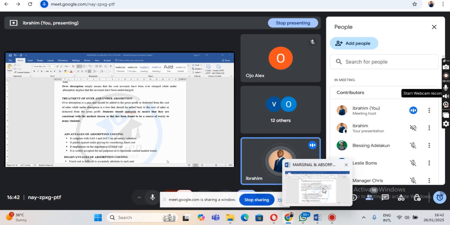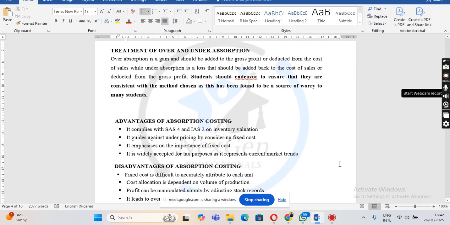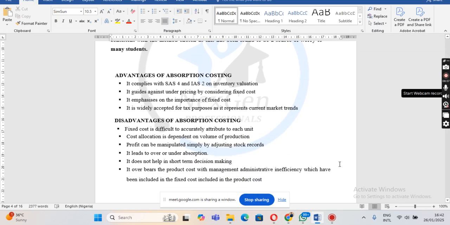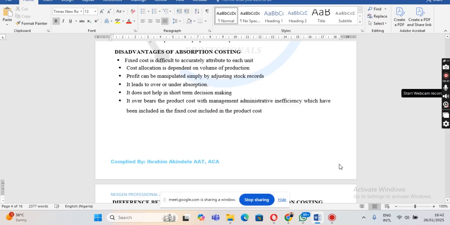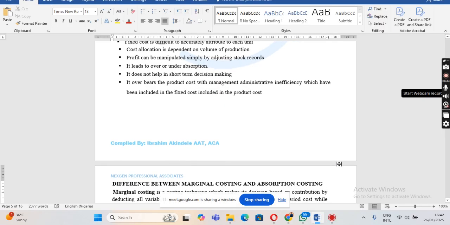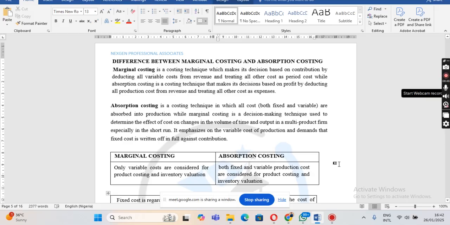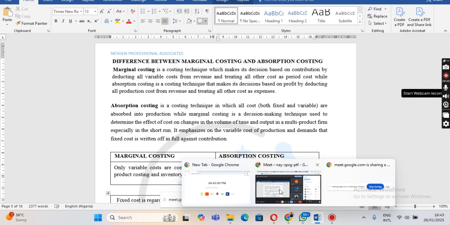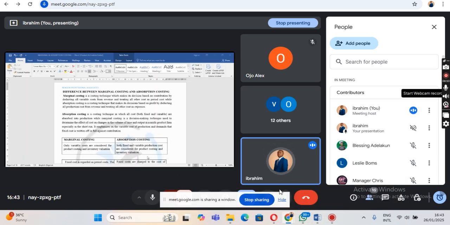You can see the advantages of absorption costing, right? Now, it leads to over and under absorption. It does not help in short-term decision making. Now, class, our focus, we already know that it deals with under and over absorption, right?